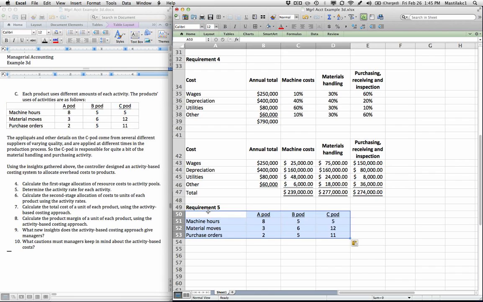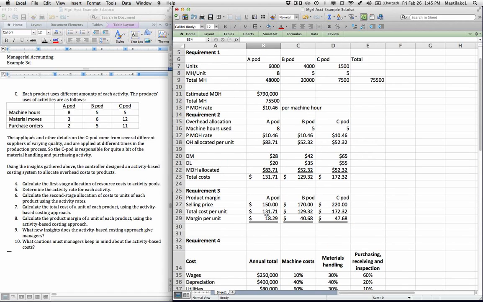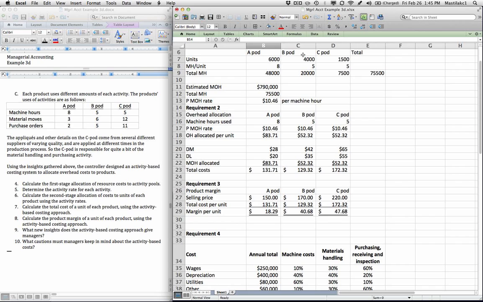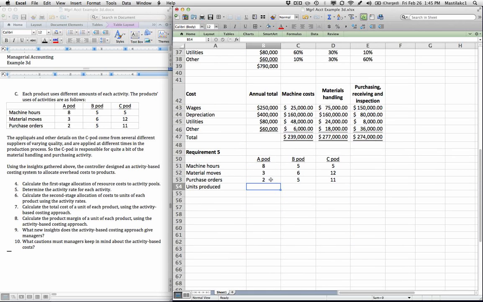So what I'm going to do is I'll copy and paste the table onto here, and I'll add one more line item. All of these are in number of machine hours or moves or purchase orders per unit, so we need to multiply that by the number of units produced, 6,000, 4,000, and 1,500. And so what we're going to do is calculate the total of each of these activities that each product uses, and then add those together to come up with the total for each activity.